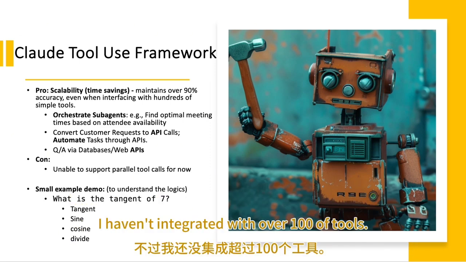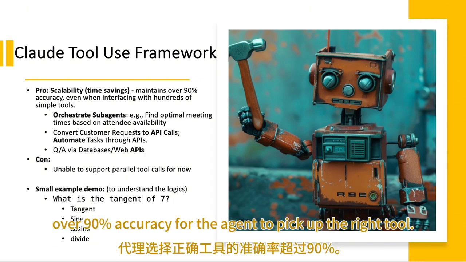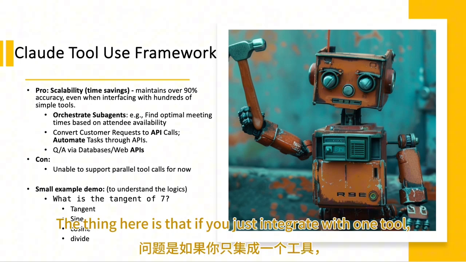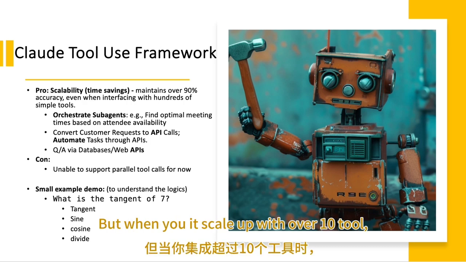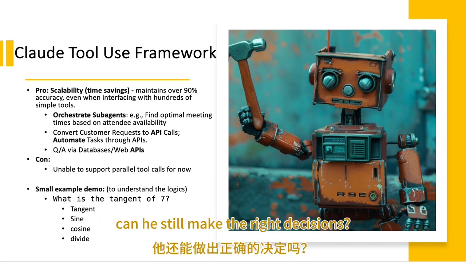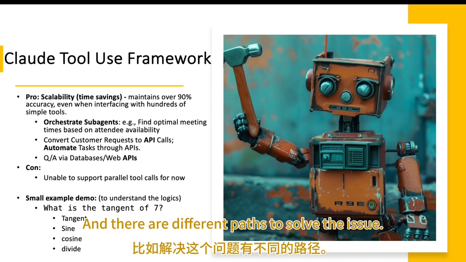They claim that they have integrated with hundreds of tools. For my case, I only start from over 19 accuracy for the agent picking up the tool. The thing here is that if you just integrate with one tool, definitely he knows when to pick it up or not. But when you scale up with 10 tools, can he still make the right decisions? And there are different parts to solve the issue.